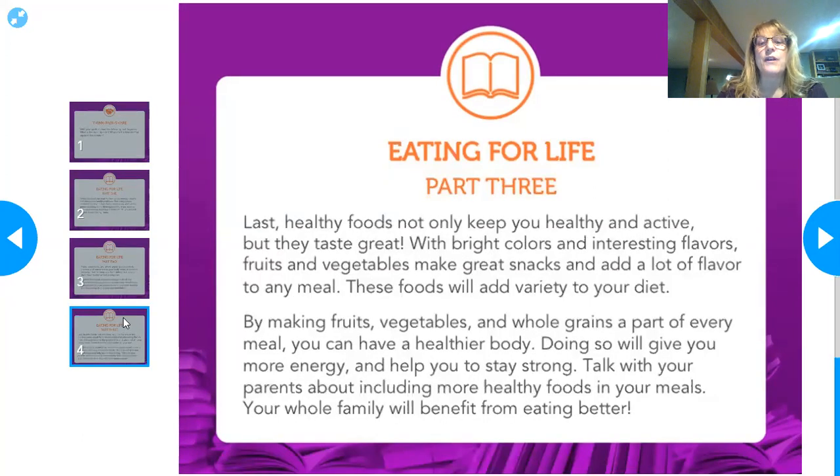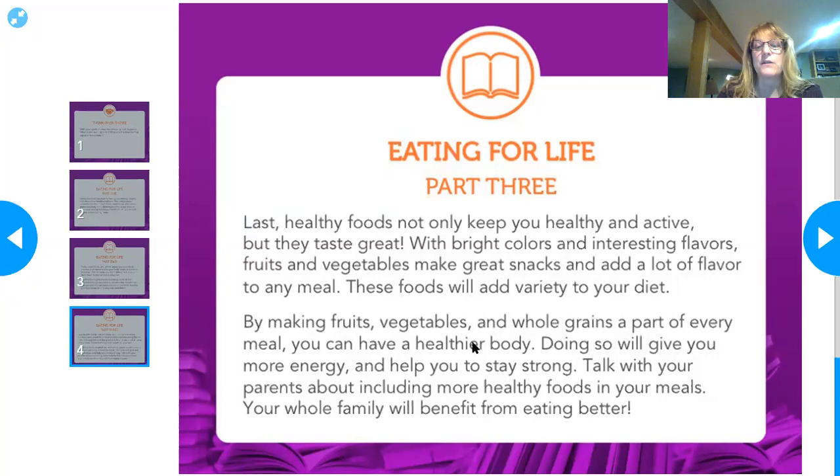Lastly, healthy foods not only keep you healthy and active, but they taste great. With bright colors and interesting flavors, fruits and vegetables make great snacks and add a lot of flavor to any meal. These foods will add variety to your diet. By making fresh fruits, vegetables, and whole grains a part of every meal, you can have a healthier body. Doing so will give you more energy and help you stay strong.